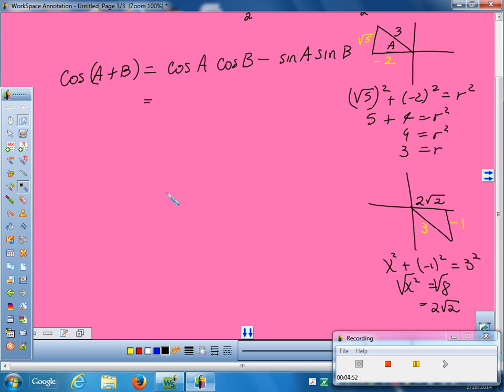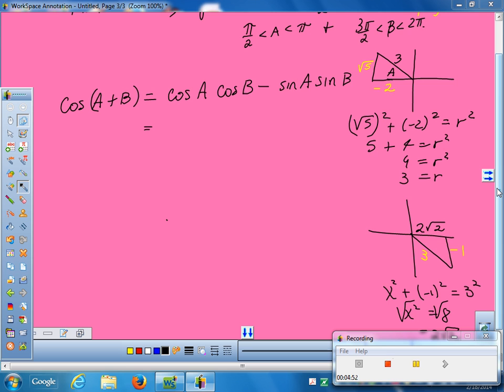And so you all go, cosine. Cosine is what over what? Cosine is x over r. So, cosine is x over r. If I come to angle A and get x over r, I'll have what two sides? Negative 2 over 3 would be side x over side r.